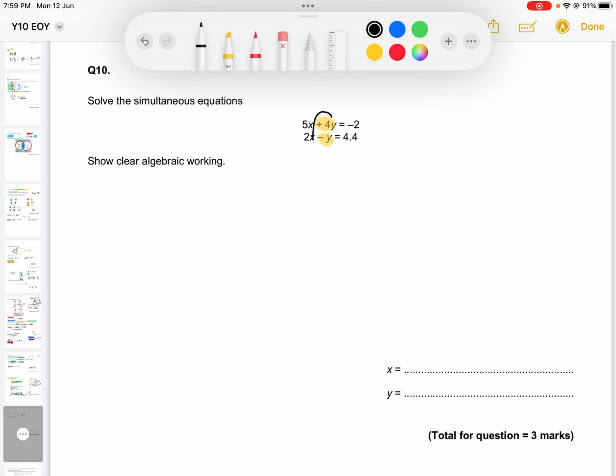In my opinion, the first one's going to be the easier one. Make the y terms the same. Now, because you have just a single negative y here, all you have to do is multiply that second equation by 4, and you will end up with a negative 4y, which will match the positive 4y in our top equation. I can rewrite the top equation while we're at it.